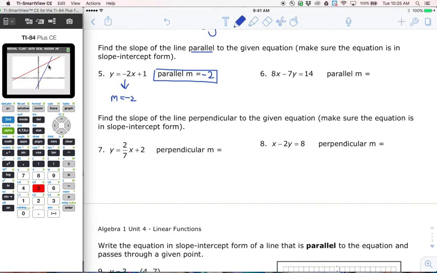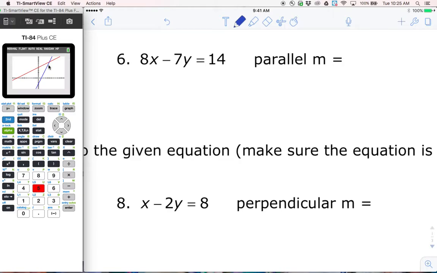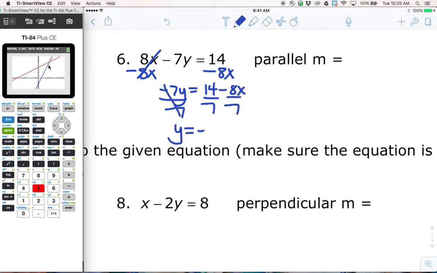Problem 6. Problem 6 is not as nice because I don't know the slope right now, right? I can't see the slope right now. So what I need to do is I need to do a little bit of work here to get the slope, which happens when we get y by itself. So we're going to get 8x to the other side. So we've got -7y equals 14 minus 8x. And now I'm going to get rid of that -7. I'm going to have y equals -2. And then we've got -8 over -7, so we're going to have a positive, and let's just leave that as a fraction here. So this is my equation for that.